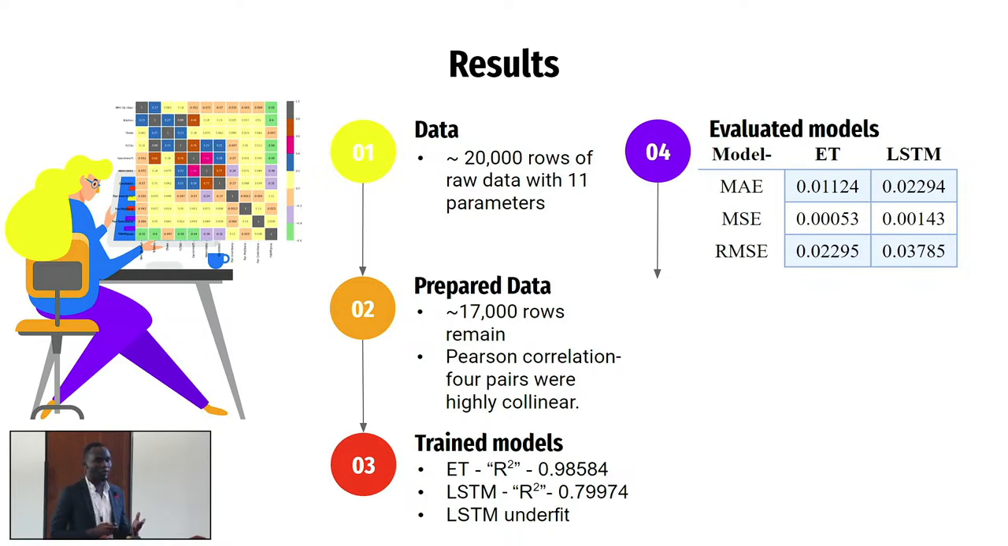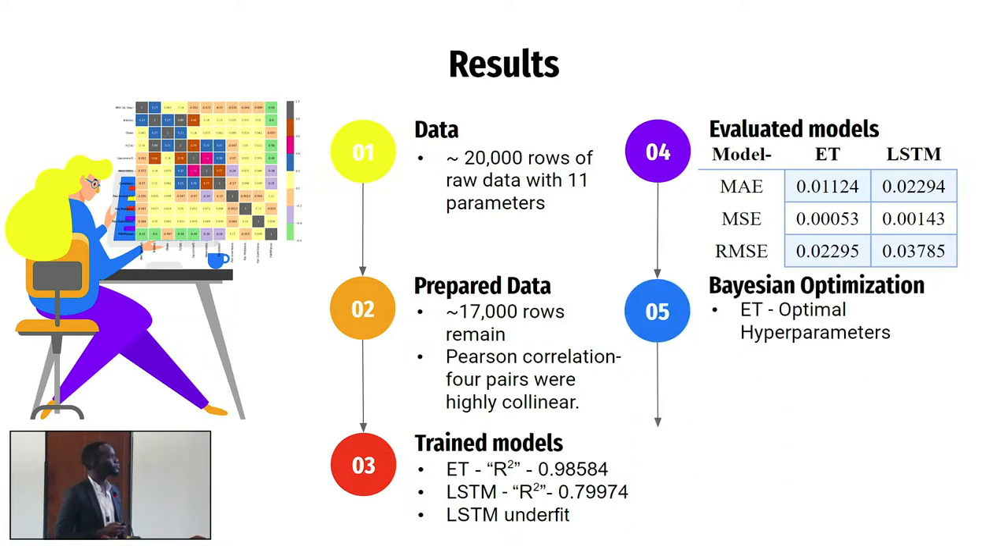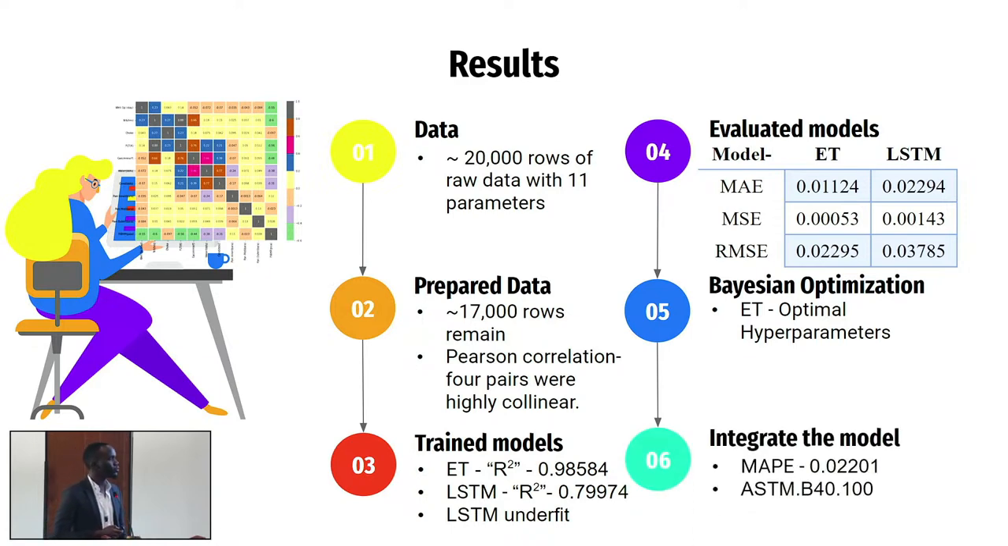So for our final soft sensor, we used the extra trees algorithm to make predictions for the wellhead pressure. After conducting Bayesian optimization on this model, we optimized the hyperparameters to reduce bias and variance. Finally, we checked whether we can integrate our model into our operation system. We found that the mean absolute percentage error is about 0.02, which is way below the limit controlled by the applicable standard used for pressure sensor measurements in the Songosongo field. The standard they use is ASTM B40.100, which states that the absolute error should be about 2%.